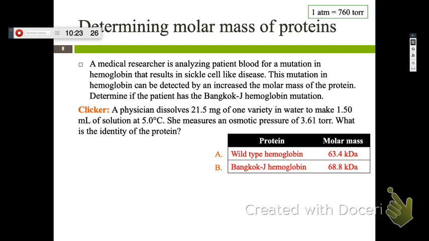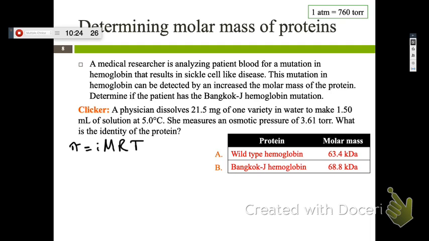Osmotic pressure. Which is what type of formula? What category does it fall under? Colligative properties is kind of what I'm looking for, right? We've used it already today in class. Pi equals iMRT.